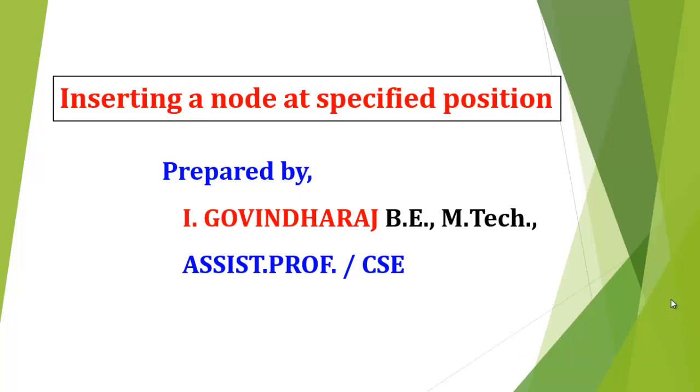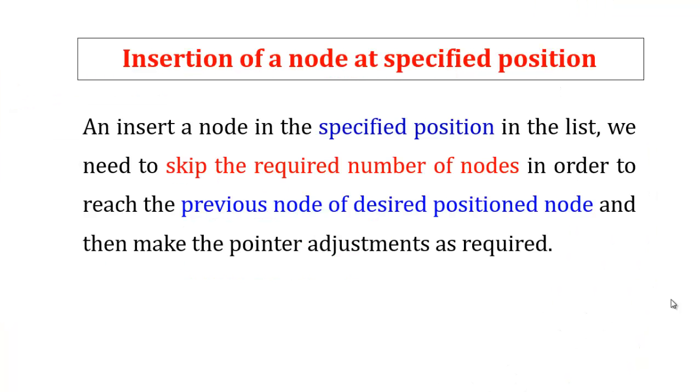Welcome you all to the video lecture on data structures, that is, inserting a node at a specified position in a doubly linked list. So what is inserting a node at a specified position in a doubly linked list? We have n number of nodes present in the list, and we are going to insert at a specified position. It may be the second position, the third position, or the end of the list. That is called a specified position.